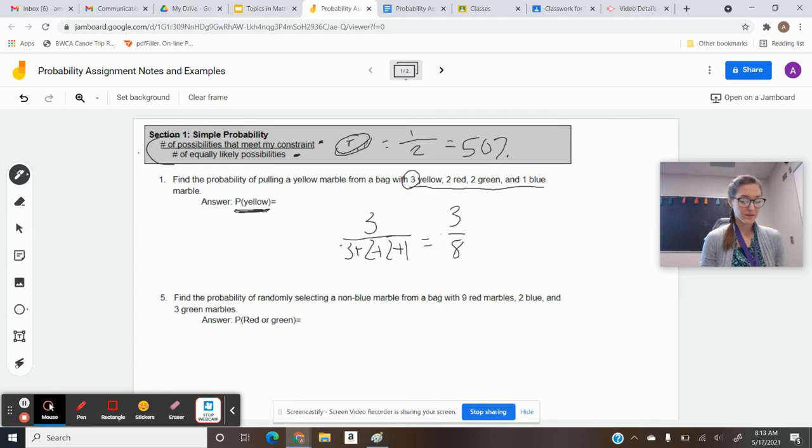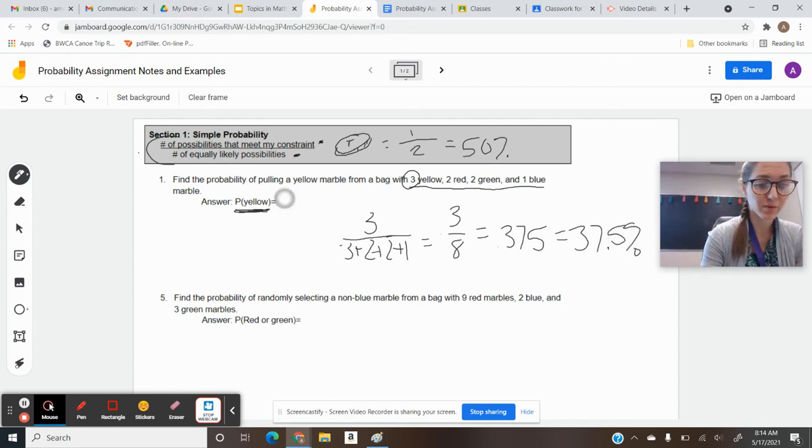All right, so now if I take this 3 divided by 8, to get my decimal to make into a percent, I get 0.375. And if I make that into a percent, I get 37.5%. So that would be my answer. My chance of pulling a yellow marble out of this bag is 37.5%.